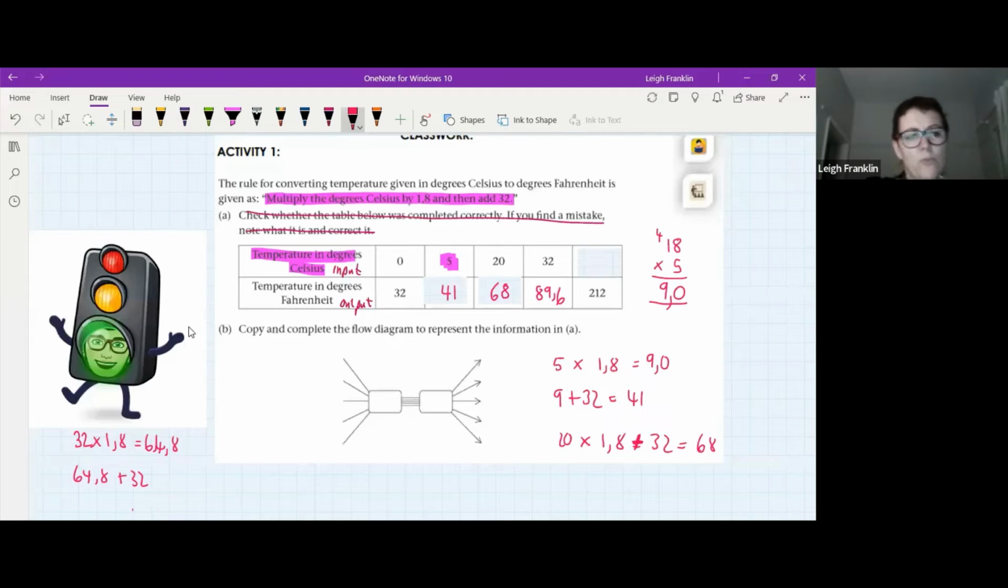I think when you multiplied 32 by 1,8, let's just double check that. Your answer there is not correct. Okay, so I think you pressed something wrong on the calculator, because when you multiply 32 by 1,8, you should have got 57,6. And then it's 57,6 that you need to add 32 to, and then you will end up with the answer, which should be 87,6, not 89,6.